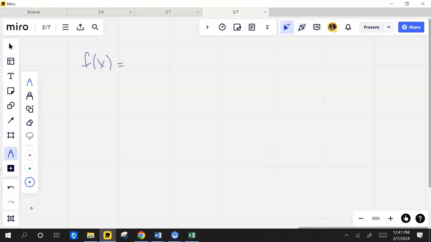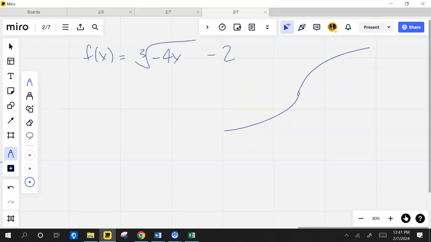Let me just quickly graph this one. This is the cubed root. It's been shifted. Now think about what cubed root looks like. This is cubed root, right? It's been shifted down 2, and then it's been reflected and horizontally shrunk. So when you graph this, you should find that this middle point is now down 2. Here's my middle point now.